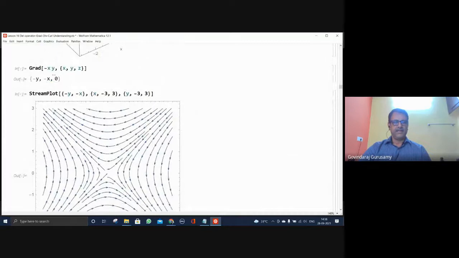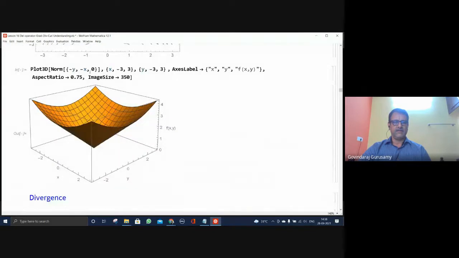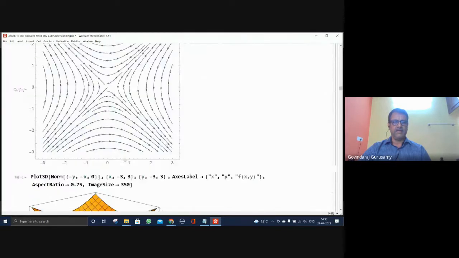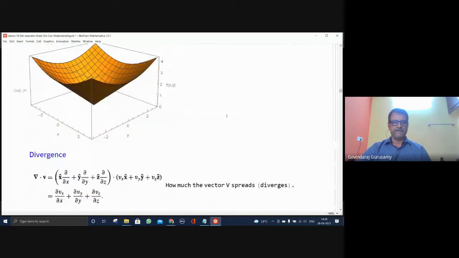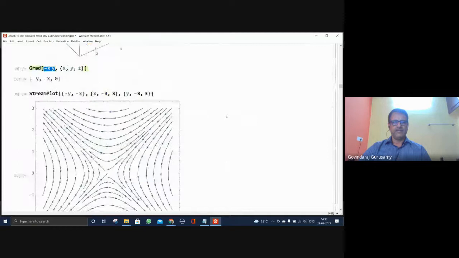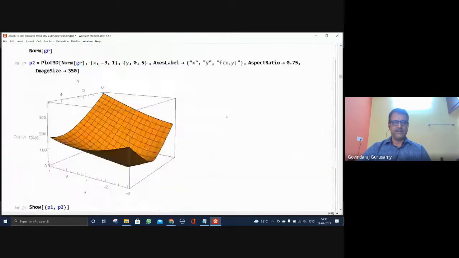Similarly, for minus xy, if I have a scalar, this is what your vector looks like, and if I plot it, this is the nature of the field. Then again you can find the norm, make a plot and locate where it has the maximum slope. That's also possible here. So this is how we will be understanding the gradient operator.